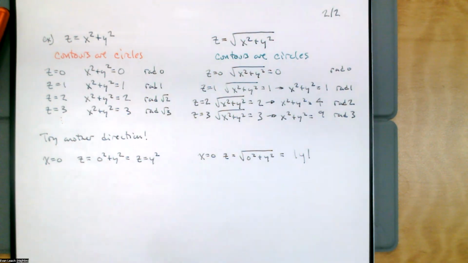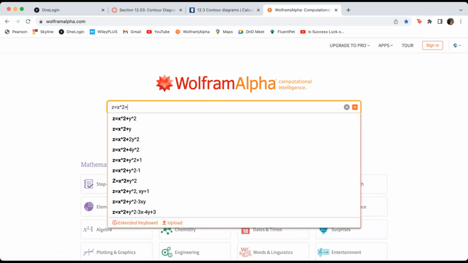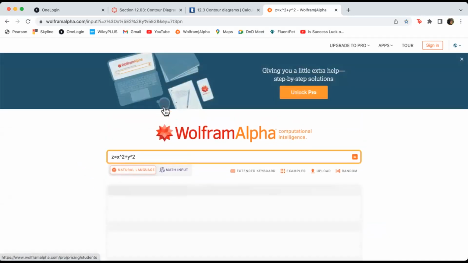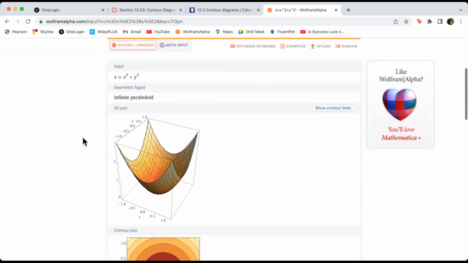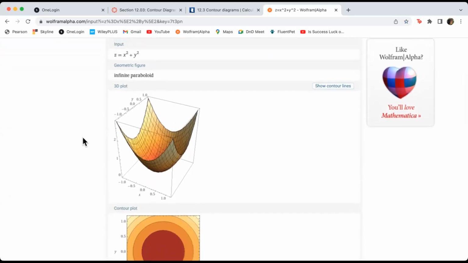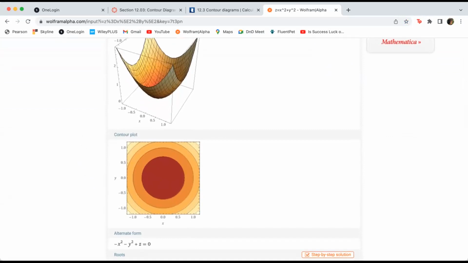See, I got Wolfram Alpha bookmarked. Oh, I should share. Non-square root one, let's take a look at that. And we can see it's got this parabola shape. Look at it from the top. We can see those circles getting closer together.